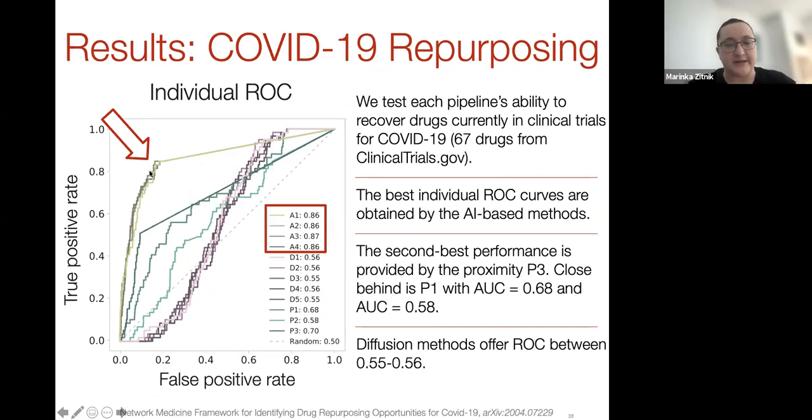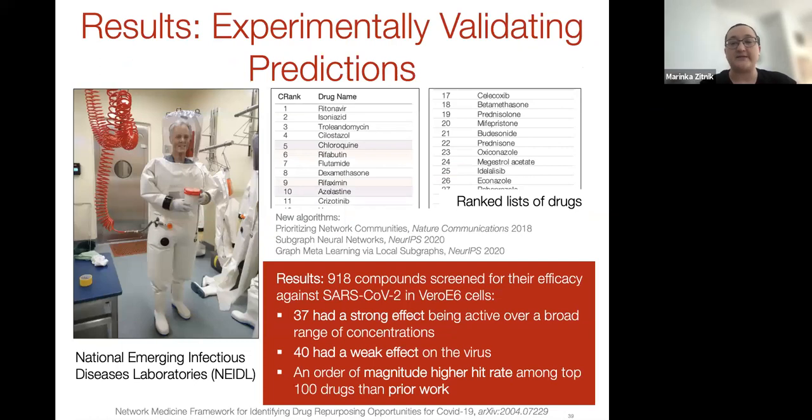Experimental results show that GNN-powered models achieve higher performance than some of the prior network medicine-based work using random walks, diffusions, or network proximity metrics. And that was calculated against clinical trial data. But then more exciting was really to take predictions made by the model and experimentally validate them in the lab. And that is something that our collaborators at National Emerging Infectious Disease Laboratories did.